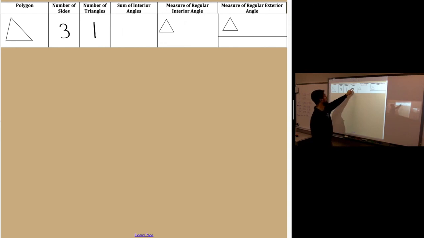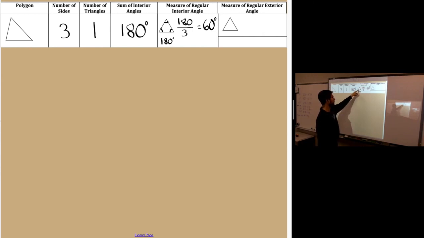The measure of a regular interior angle. Now, when we say regular, what we mean is that all the side lengths are equal or congruent, and all the angles are equal or congruent. So if we were to take our 180 degrees, which is the sum of the interior angles, and divide it by the number of angles there are, we would get our regular interior angle. Therefore, 180 divided by 3 equals 60.